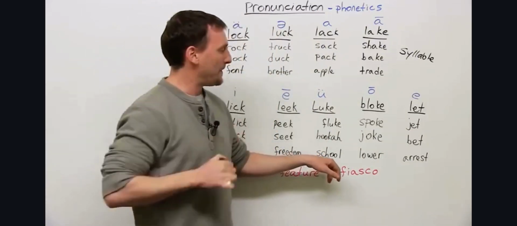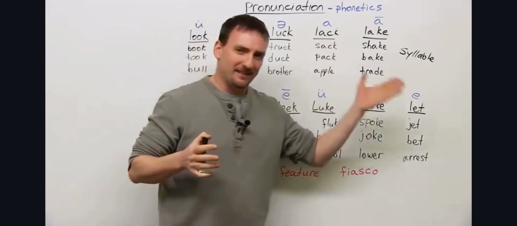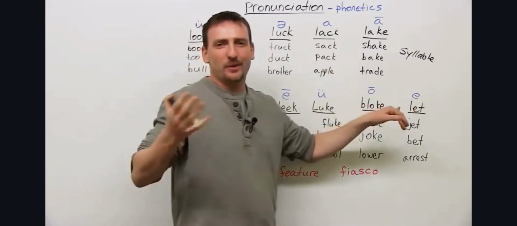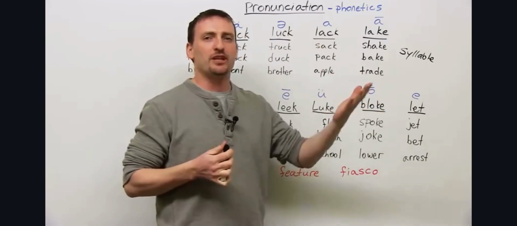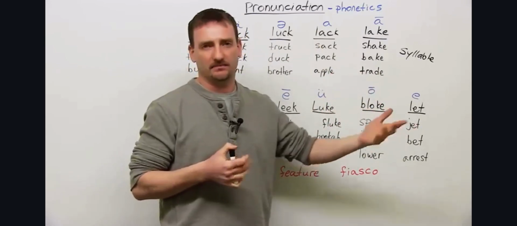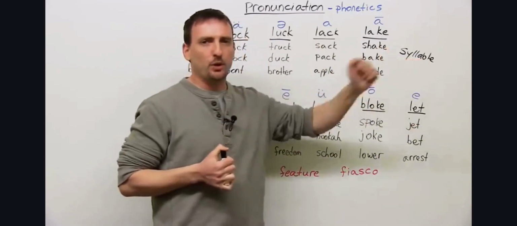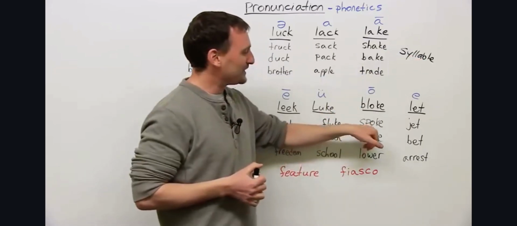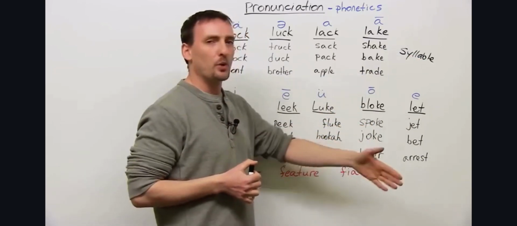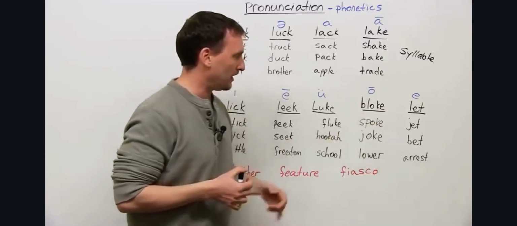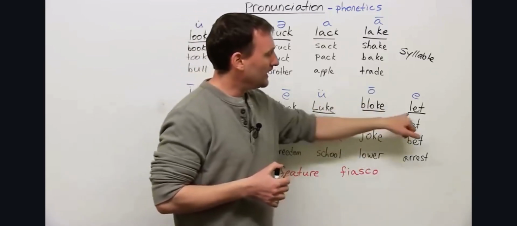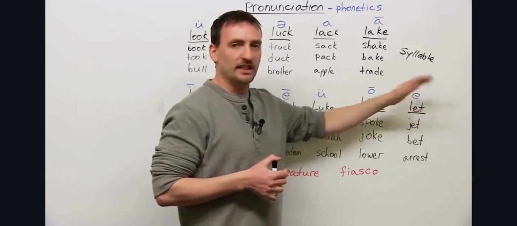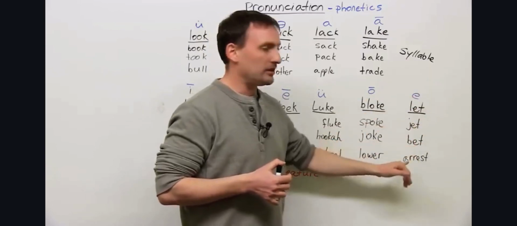School. Ooh. Bloke. Now, I had to find a word that had OK in it. Bloke is a British slang, means guy, man, whatever. That bloke over there is very well dressed. I don't know why I use that example. Spoke, joke, lower, O, also a diphthong. O, long line. And let, regular E, jet, bet, arrest.